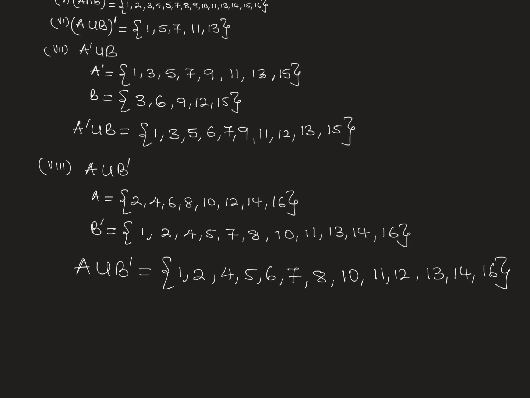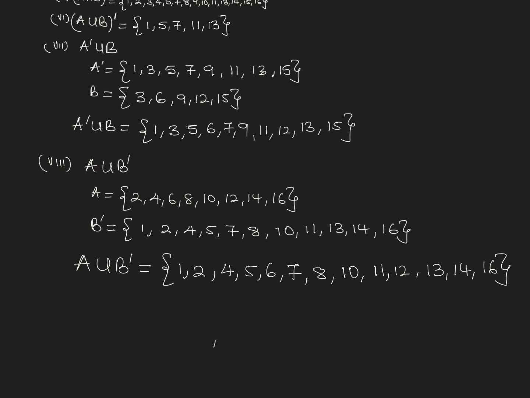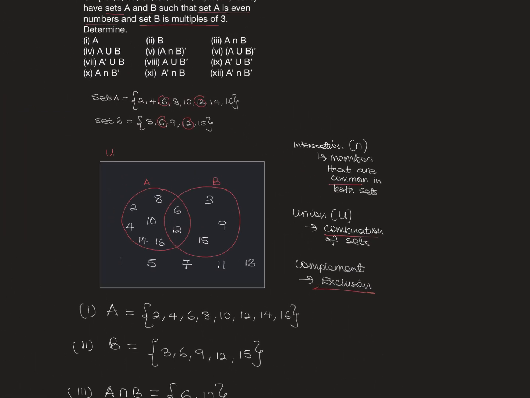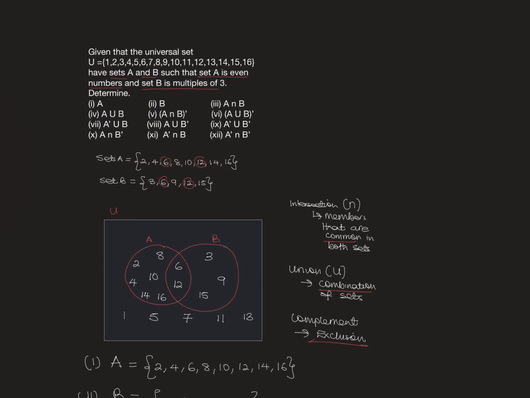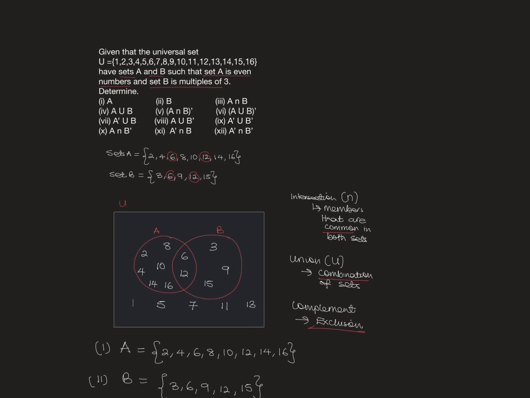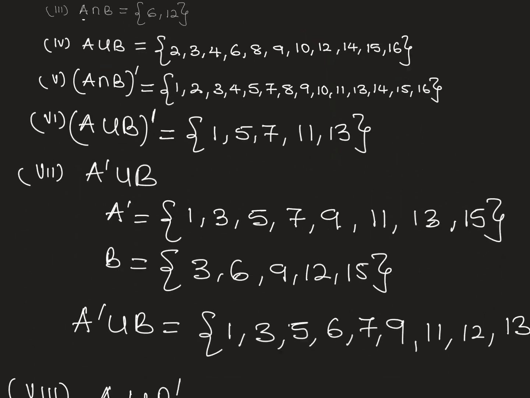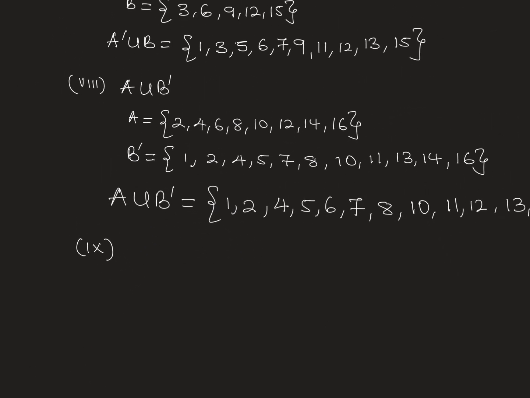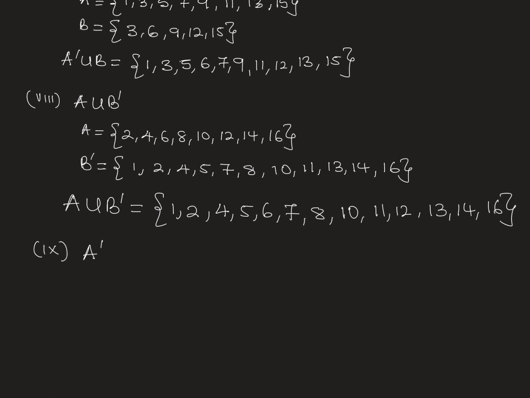Moving on to question 9. Let's try to see what question 9 is asking us. Question 9 is asking us to find A complement union B complement. So it means find A complement, then find B complement, and then you unite them.